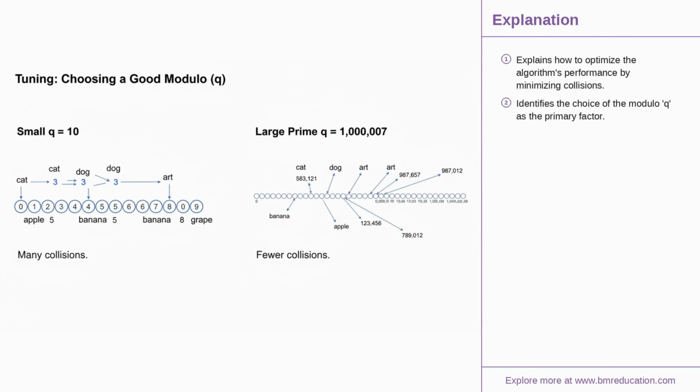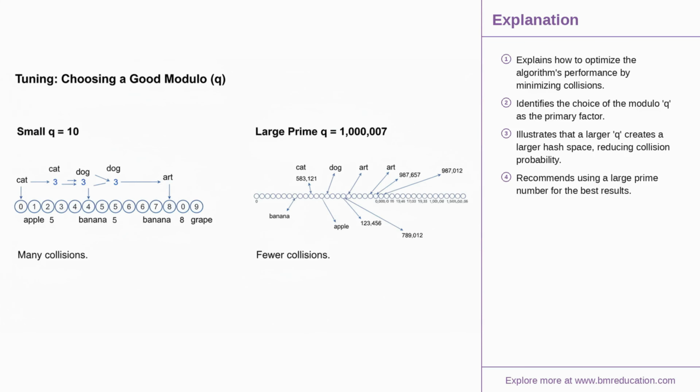The performance of Rabin Karp hinges on minimizing these collisions. The best way to do this is by choosing a very large prime number for our modulo, q. A larger range of possible hash values means the fingerprints are spread out more thinly, making it statistically far less likely that two different strings will land on the same value by chance.